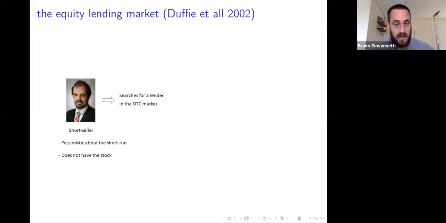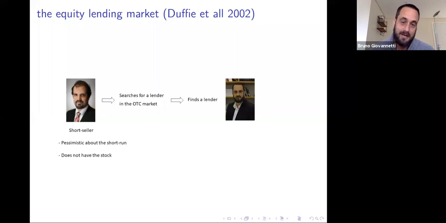What does he have to do? He has to search for a lender in the OTC market, in the over-the-counter market. And eventually he finds a lender. There is a broker here in the middle, intermediating this search. The lender is me here, I'm the lender. And the lender usually does not care about the short run. He is a long horizon investor, like a pension fund, or any long horizon investor, like an index fund. And he has the stock, okay?